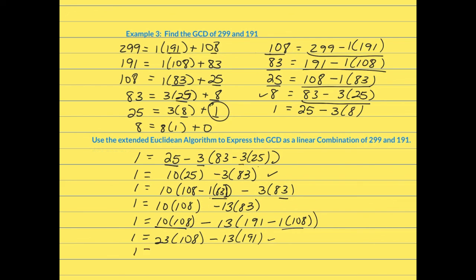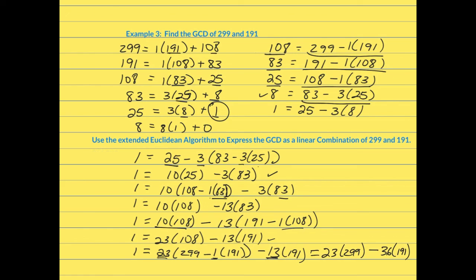So we've got 1 equals 23 times 299 minus 1 times 191 minus 13 times 191. So we got 23 times 299, and then minus, we've got 23 times negative 1 times 191. So we got negative 23 minus 13 more. So negative 36 times 191. And we'll check the math to make sure that equals 1.